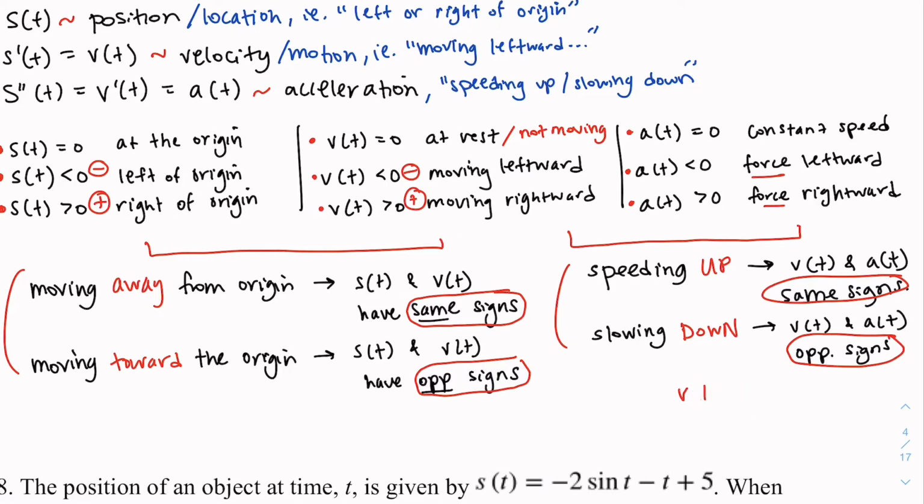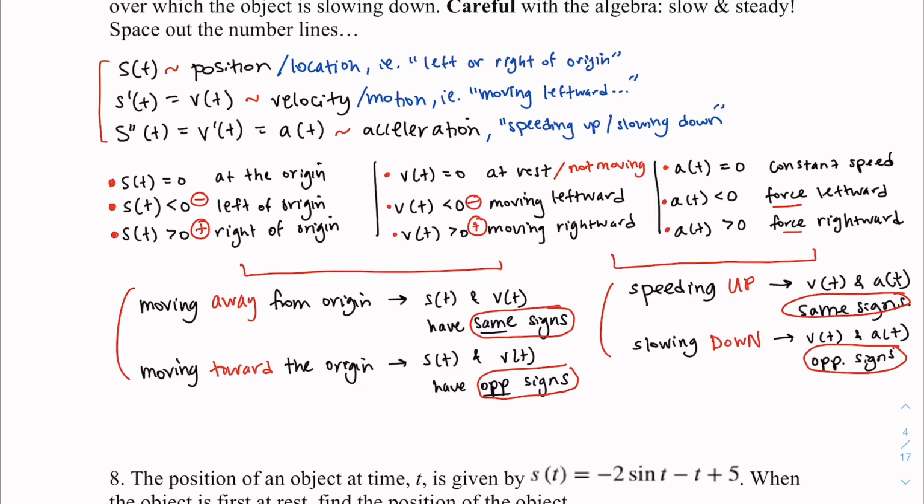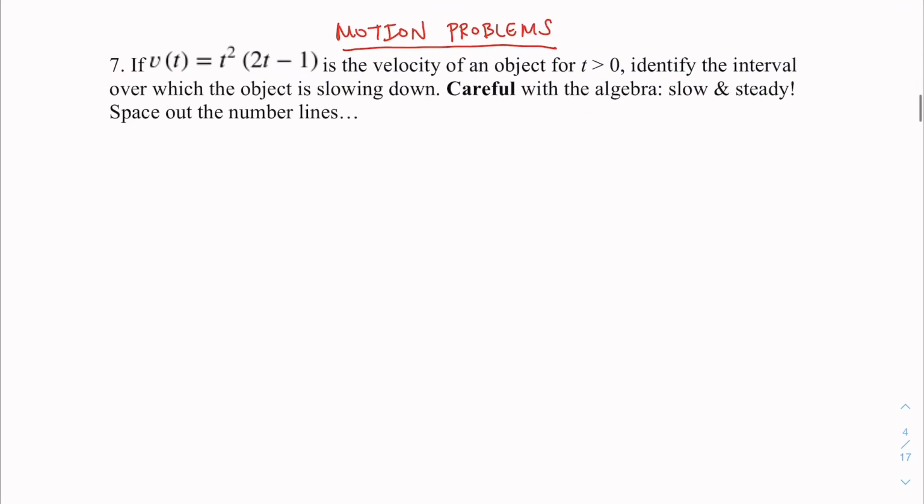Okay, so those are our notes. Pause the video, write them all down, or take a screenshot, whatever you need to do. I'm going to erase these and let's do the problem. Great, so number 7 says, here's our velocity function. Identify where the object is slowing down.